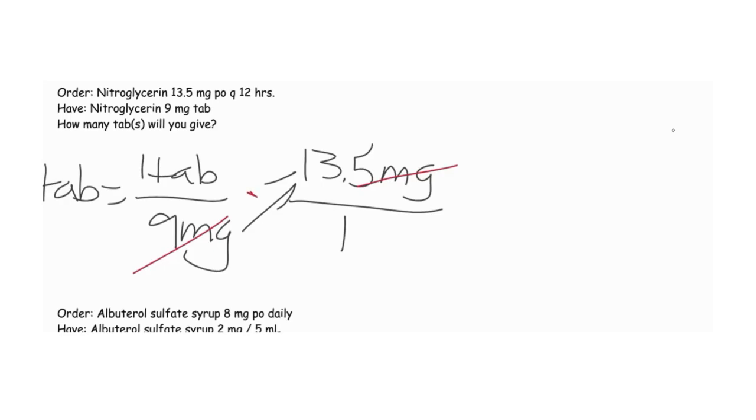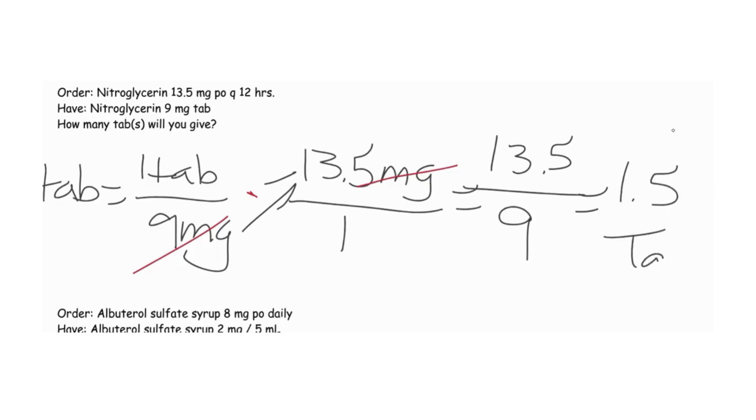We can solve by multiplying and get our answer. So 1 times 13.5 is 13.5. And 9 times 1 is 9. So 13.5 divided by 9 is 1.5 tab. And that's your answer. That's how many tabs you give. 1.5.